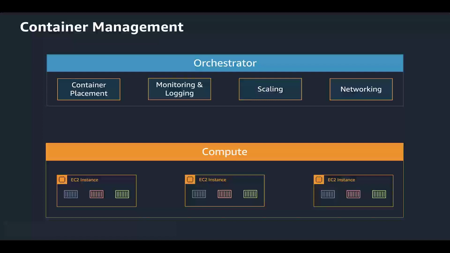The containers themselves run on a compute layer, which is managed by the orchestrator. In this diagram, the compute layer is composed of a cluster of 3 EC2 instances. Each instance has 3 containers running on it, placed there by the orchestrator.